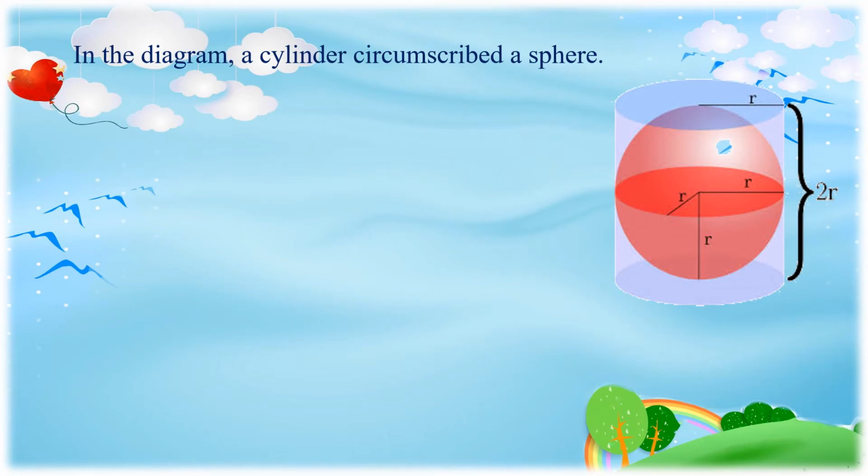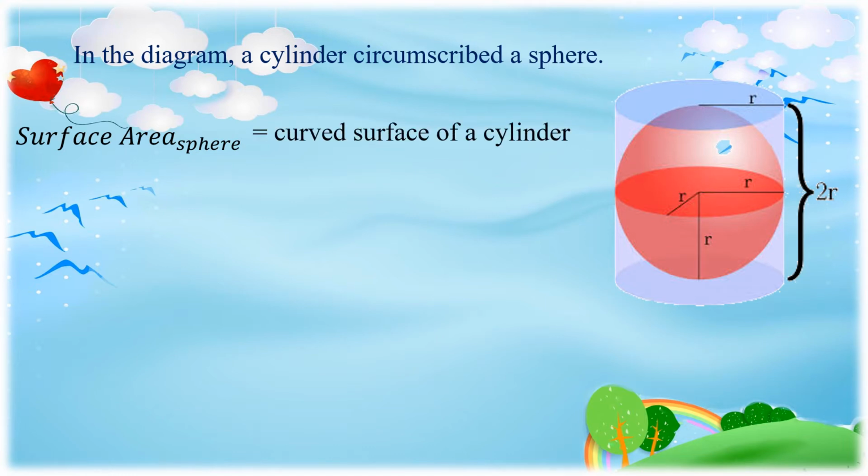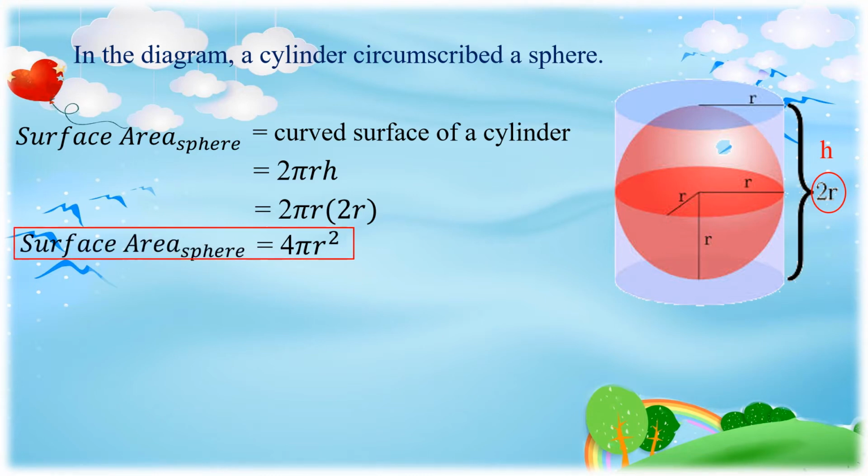Now let us have the diagram wherein a cylinder circumscribes a sphere. In this diagram, we are going to find out the surface area of a sphere, and it is equal to the curved surface of the cylinder. We all know that the formula is 2 pi rh. Since here h is 2r, we substitute the value of h, which is equal to 2r. So we have 2 pi r times 2r. Simplifying further, we get 4 pi r squared. That is the surface area of the sphere.